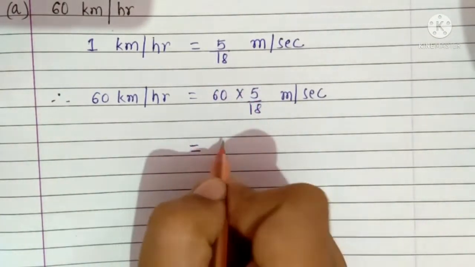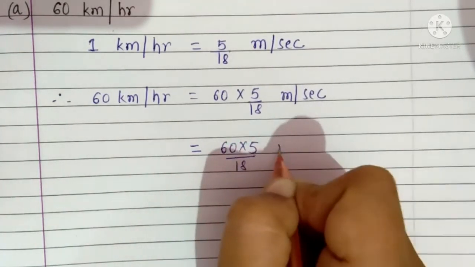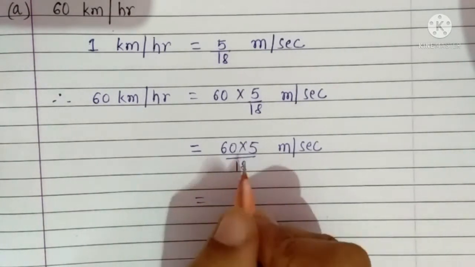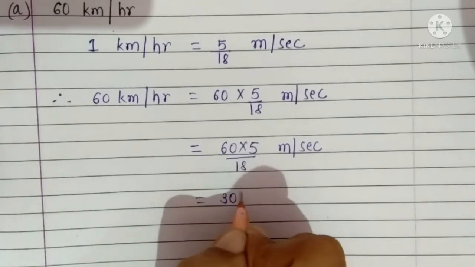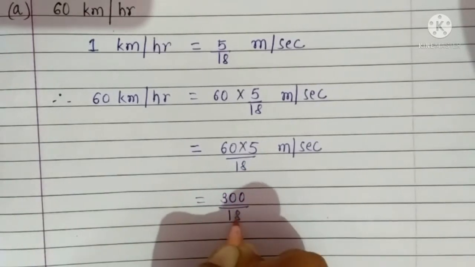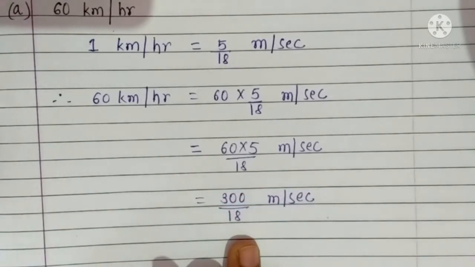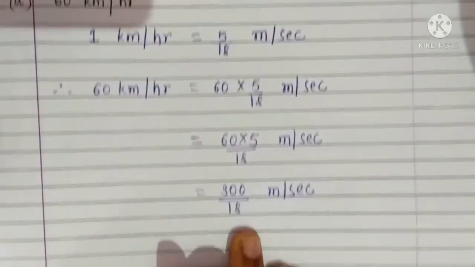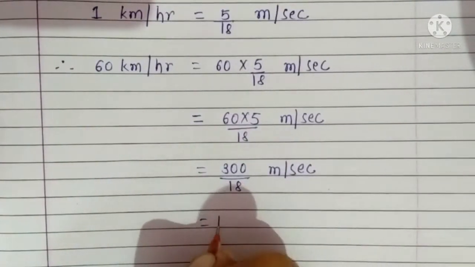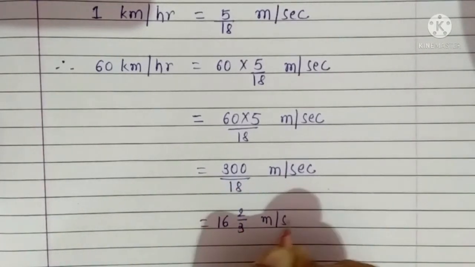and this is equal to 60 multiplied by 5 upon 18 meter per second. So 6 5s are 30 and we add 0 to right of the product upon 18 meter per second. This is an improper fraction, so we convert it into mixed fraction and we get answer 16 complete 2 upon 3 meter per second.